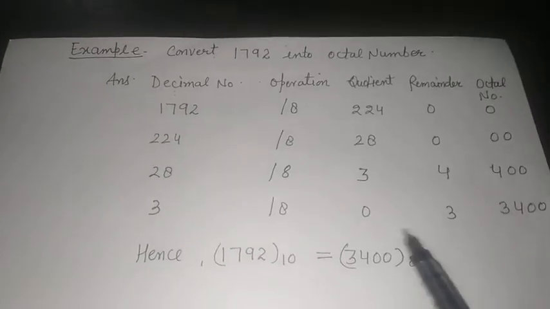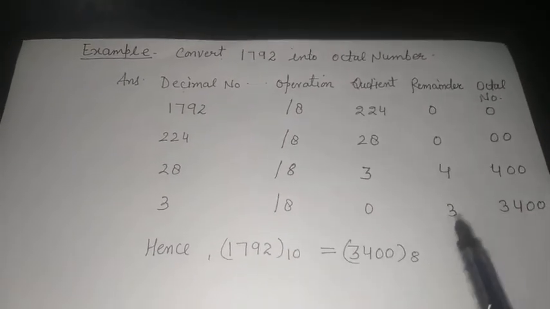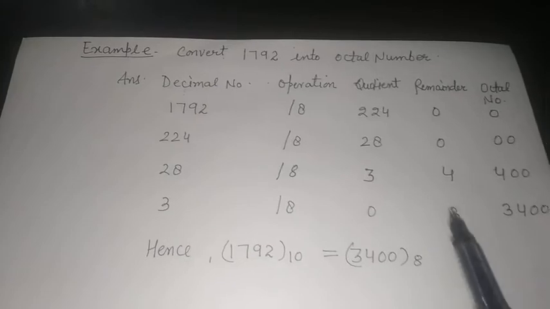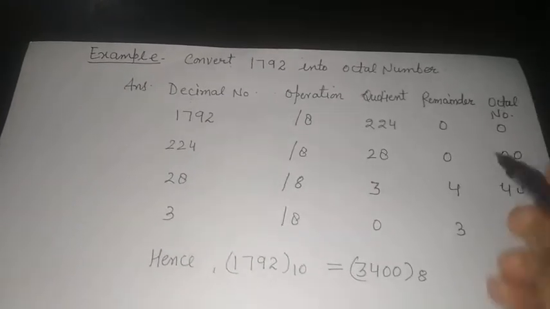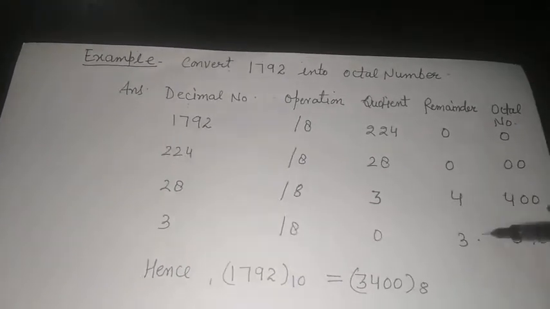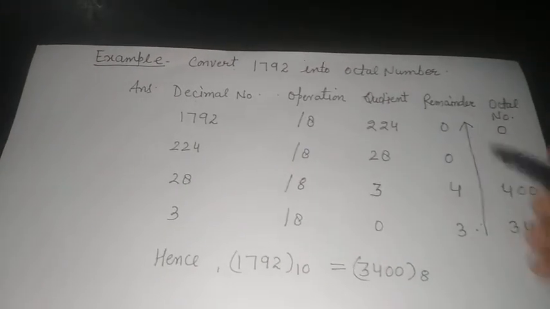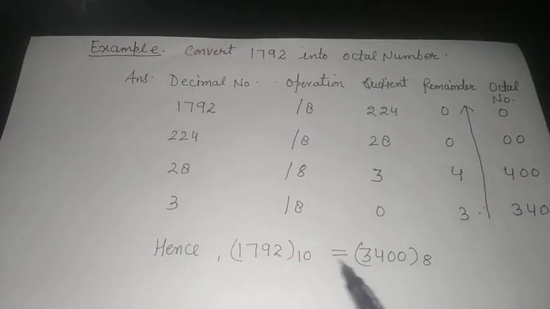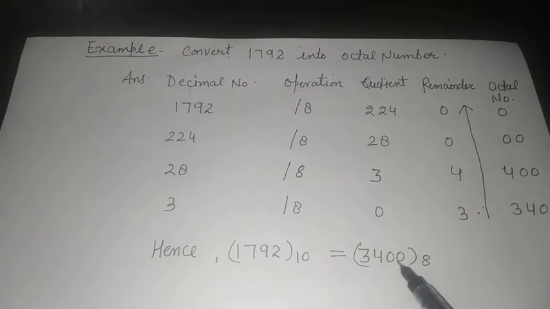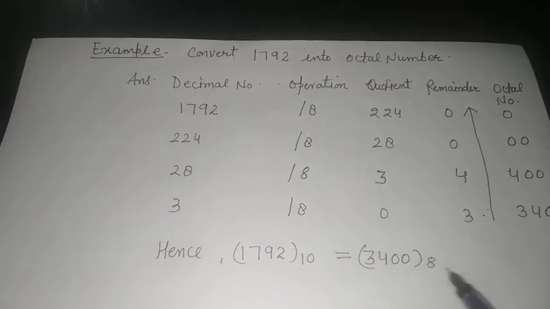So how do we write this number? We write this number from the MSB to LSB, from top to bottom. So firstly we write 3, then 4, then 0, then 0.